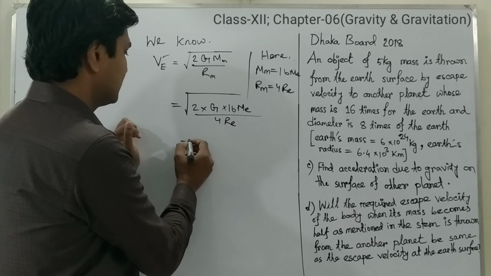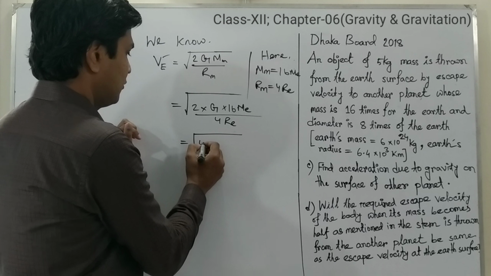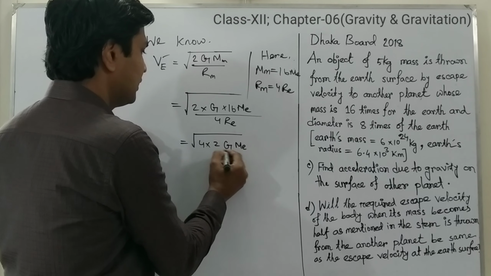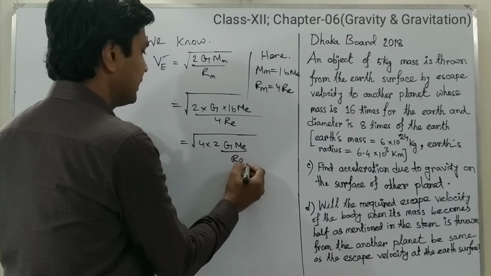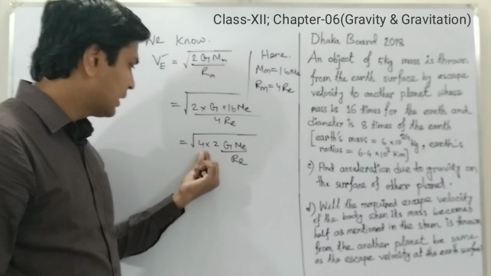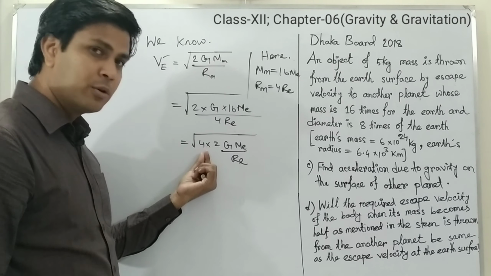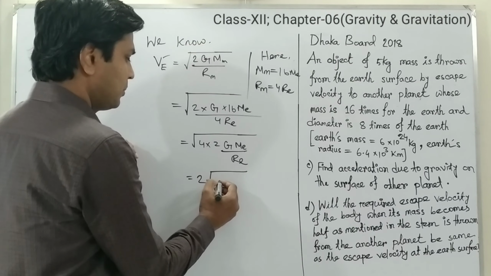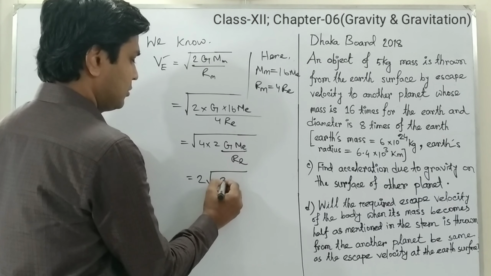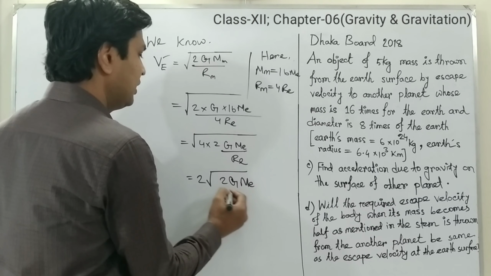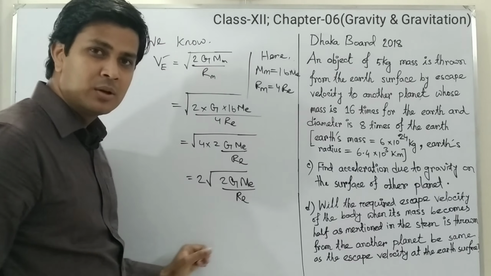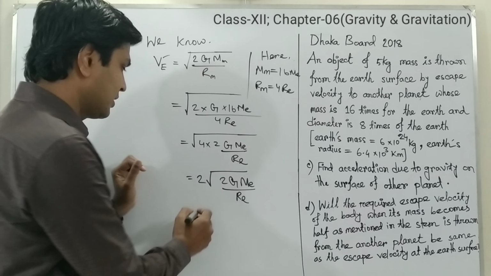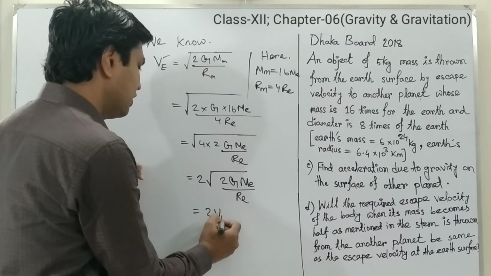Then we can write here 4 into 2GM_E divided by R_E. If we remove 4 from the square root, then we can write 2 into 2GM_E divided by R_E. This is the formula to calculate the escape velocity from the Earth surface. So we can write here 2V_E.